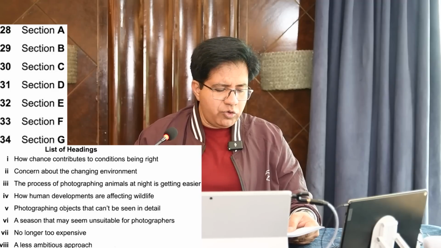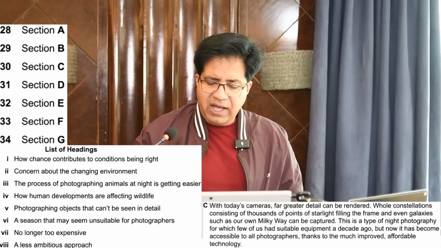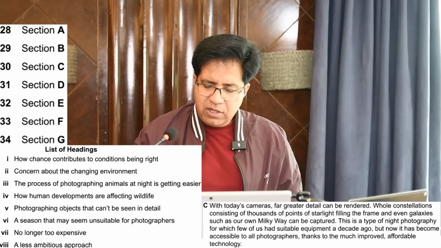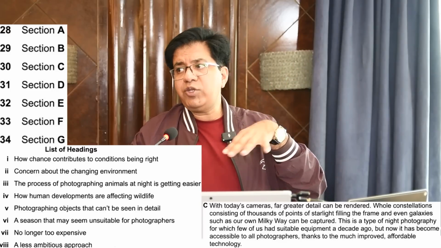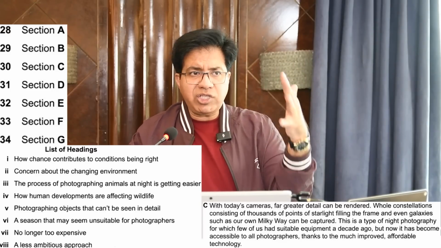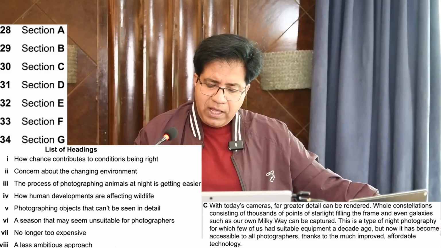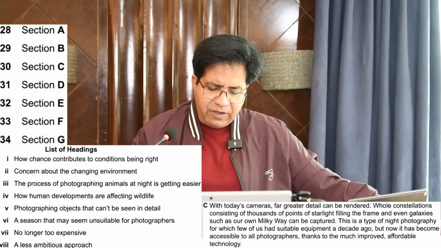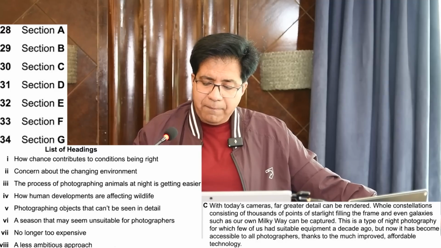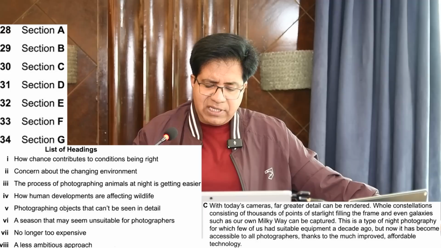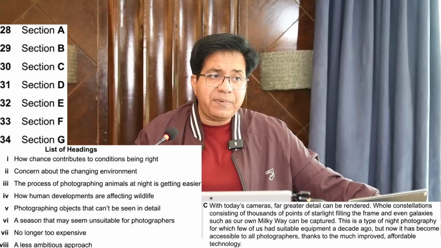Okay, we move on to paragraph C. With today's camera, far greater detail can be rendered. We read it, and by the way, the information that you've read already and you have found the answer to a question, just ignore that and go on. Now I'm reading paragraph C, third line after full stop. This is a type of night photography for which few of us had suitable equipments a decade ago, but now it has become accessible to all photographers thanks to the much improved affordable technology.